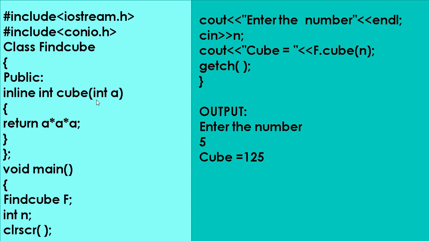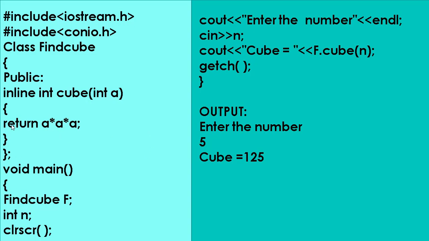In the brackets you have got the arguments. That is, int is the return type and a is the value of which we are going to find the cube. Here in the return statement you have got a into a into a. Suppose you give the value of a as 5, 5 into 5 into 5, that is 125 will be the answer. That will be the output for the program.